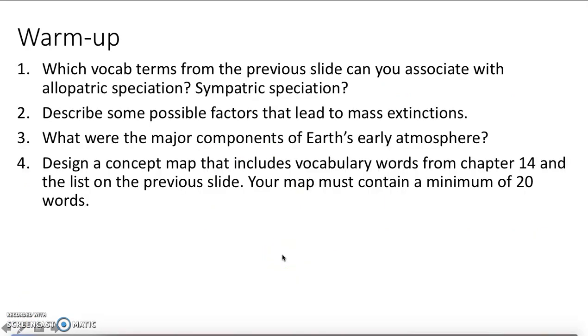And then, as always, we have our little warm-up activities here. The main thing that I wanted you to get out of this, and the whole thing moving forward, is that warm-up question number 1 asks you to look at some of those vocab terms that we see for chapter 15 and try to associate them. Which of those words could you make a point that they are relevant or can be interrelated with allopatric speciation, and which terms might have something to do with sympatric speciation.